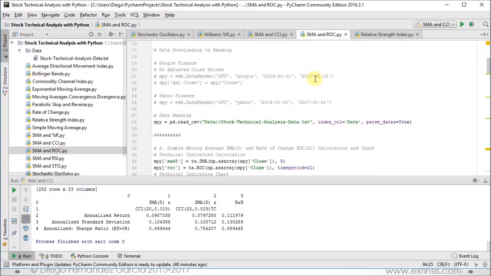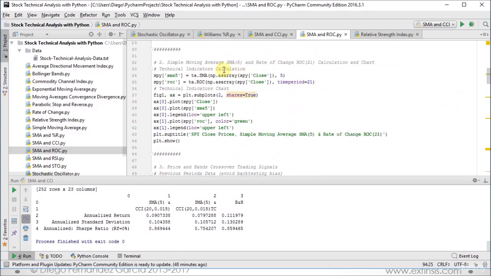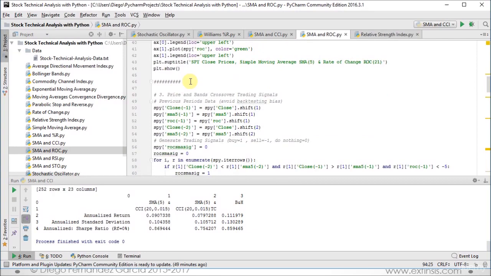Next, we continue with our corresponding data reading. The next part is to calculate our technical indicators, 5-day simple moving average and 21 days rate of change. Again, these ones are commonly used, but you can modify them according to your needs. Then we have the chart, and next part is we are going to calculate our price and bands crossover type of trading signals. For this, we're going to calculate previous periods data to avoid backtesting bias.